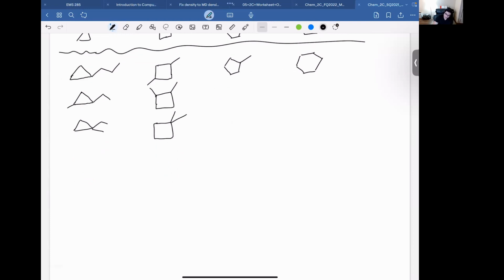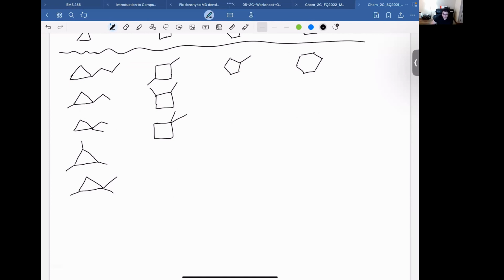The next one is the 3 methyl groups. So I can have them all on different ones. I could have 2 on the same one, like that. And I can't have 3 on the same one because that would violate the octet rule.